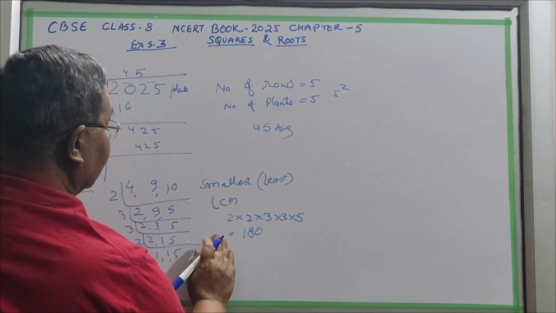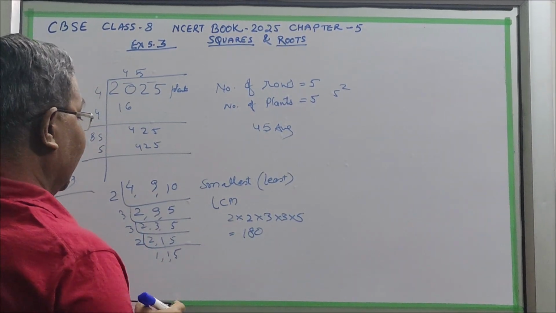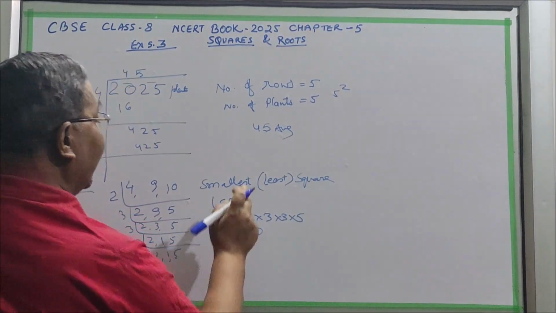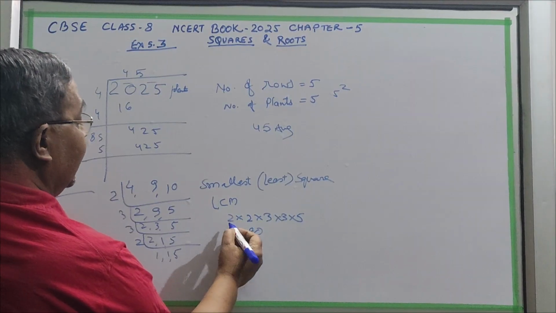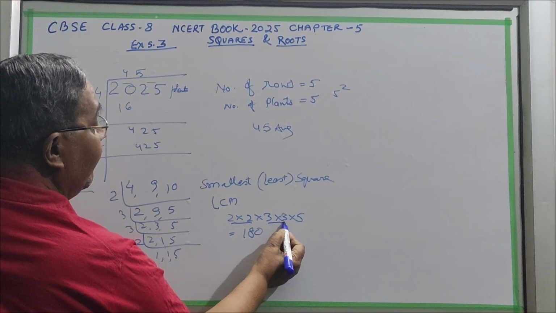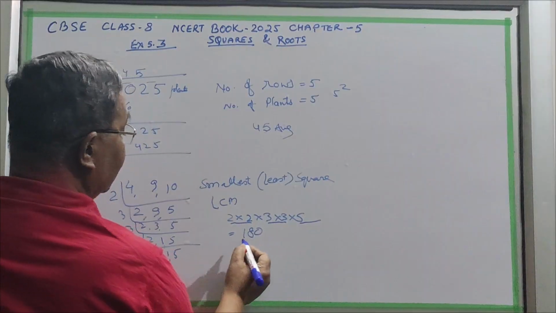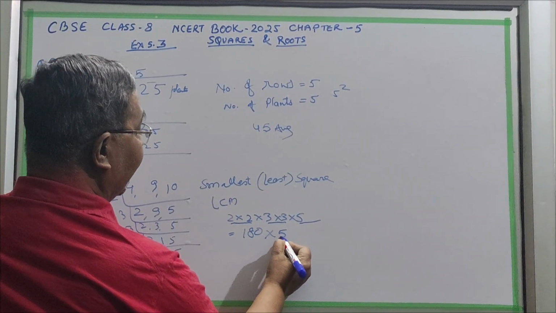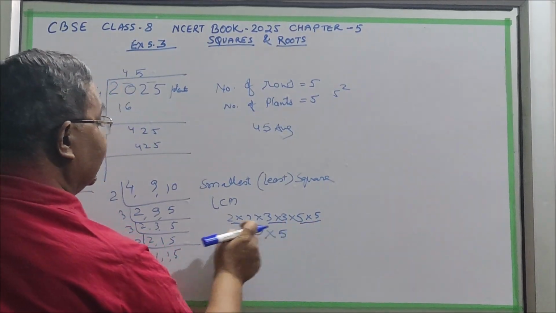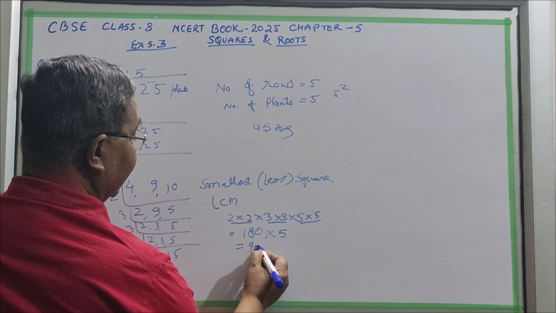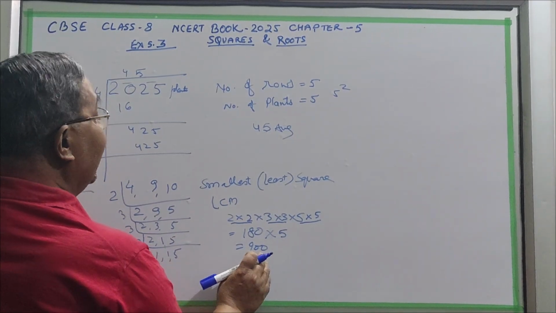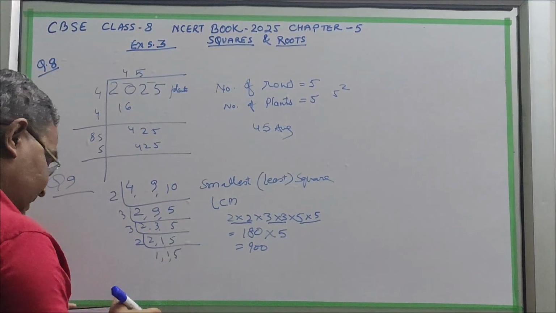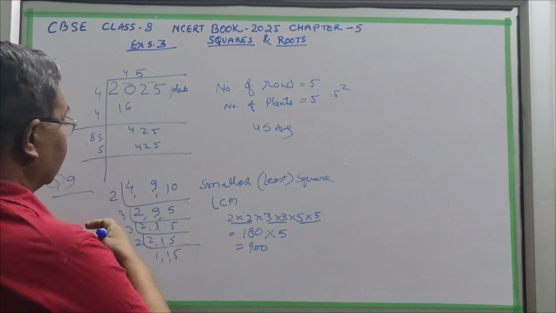That is 180. So now they want the smallest square number. To be a square number, the prime factors of this 180 should be in pairs. So here there is no pair for 5. So we have to multiply the number by 5, so that one more 5 will come here and this becomes a pair. So 900 is the new number. It will be the least number which is divisible by 4, 9 and 10. In this way, the next 10th question also you can do.